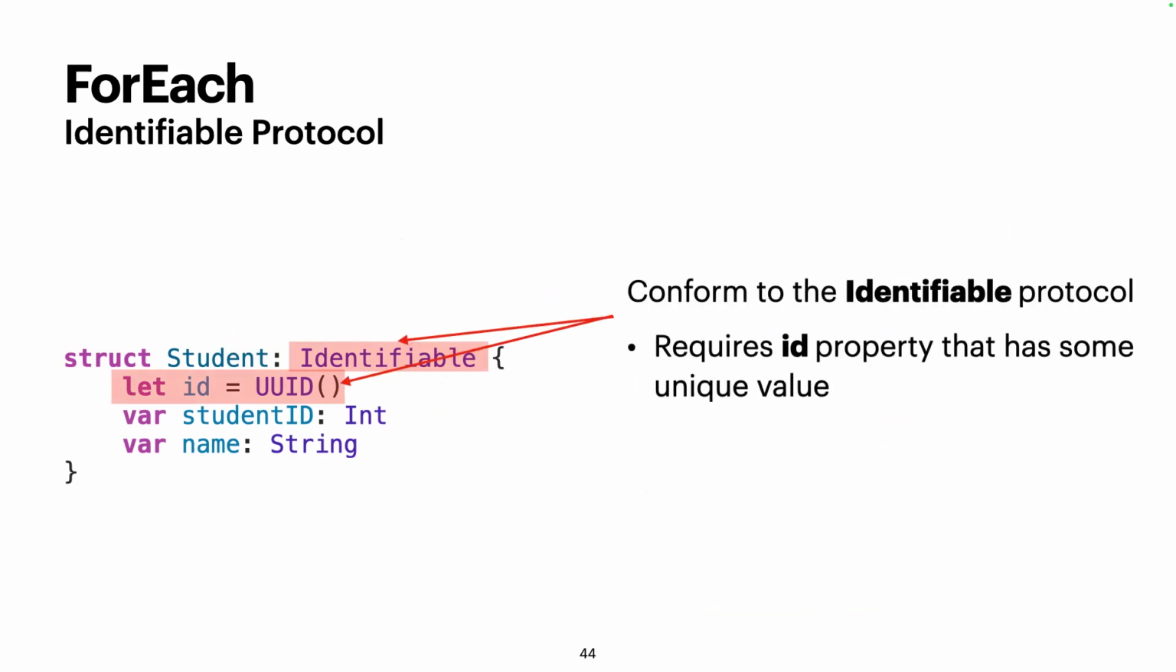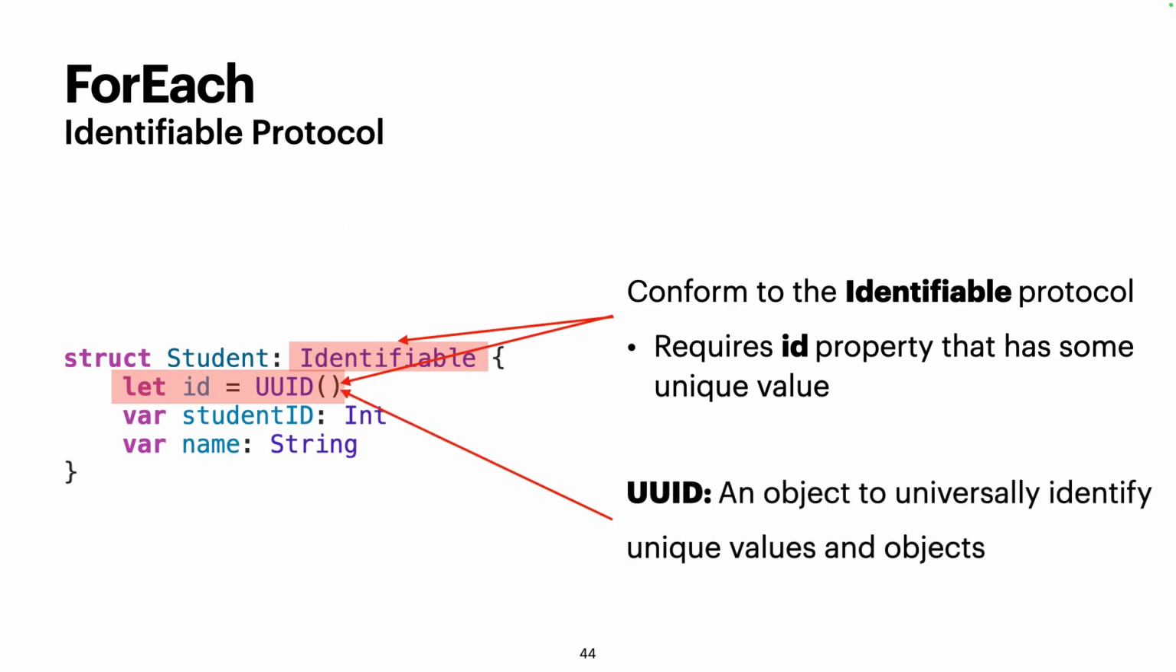So this is the Identifiable protocol that I was mentioning. If the Student struct were to conform to Identifiable, again, we can think of protocols as laws. If you want to be Identifiable, you have to implement this id property. And here we assign it to something called UUID. A UUID is an object that universally identifies unique values. For those who have taken CS 161, computer security, you probably know about UUIDs. It's basically a pseudo-randomly generated string of random values.